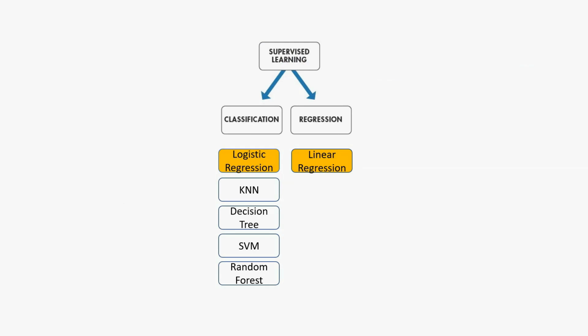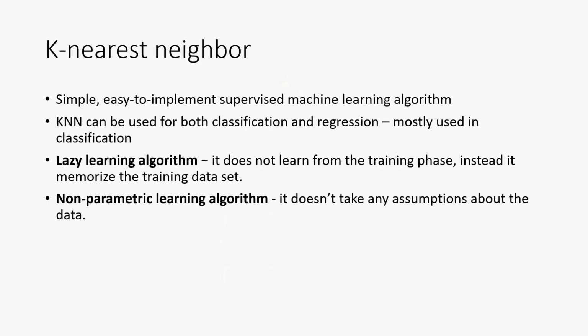Under supervised learning, we have several algorithms: logistic regression, KNN, decision tree, SVM, random forest. These algorithms come under classification. The linear regression algorithm comes under regression. We have already studied linear regression and logistic regression. In this lecture, we will study the working principle of the KNN algorithm, because this algorithm is very simple compared to the other classification algorithms in supervised learning.